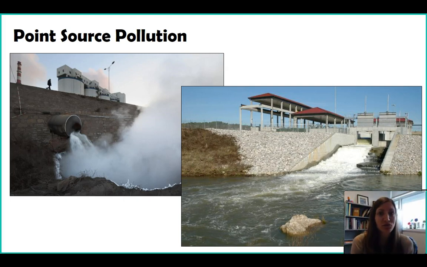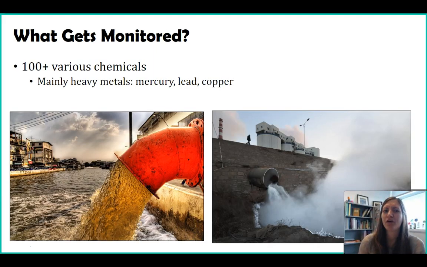In another lecture, we'll take a look at the other type of pollution, which is non-point source. But the Clean Water Act is really looking at point source pollution because they can regulate it. They can say, hey, you're the company making this pollution. Here's what you need to do. So what kind of things are they regulating? What kind of things are being monitored and being looked after?